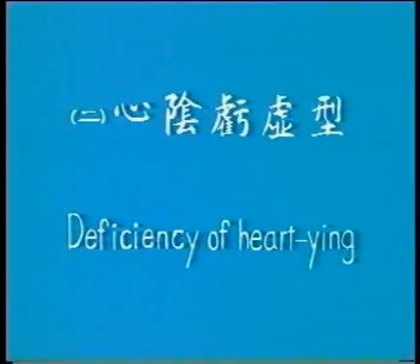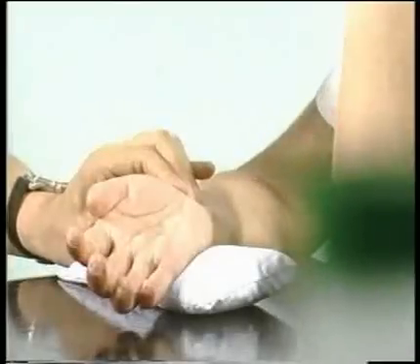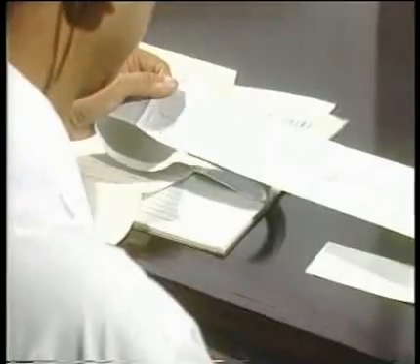2. Heart yin deficiency type. The patient has palpitation, restlessness, insomnia, dizziness, and a dry mouth. The pulse is thready and rapid. The tongue has a thin coating. ECG shows sinus tachycardia and ventricular premature contraction.